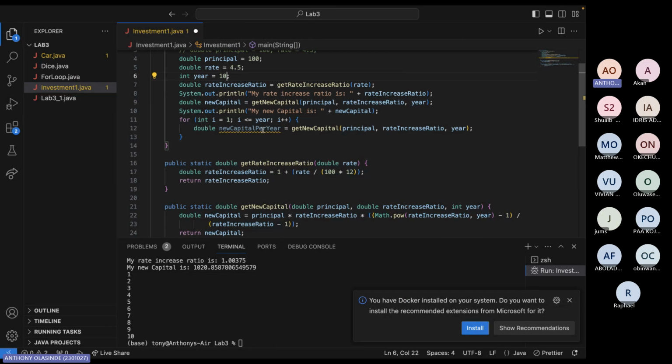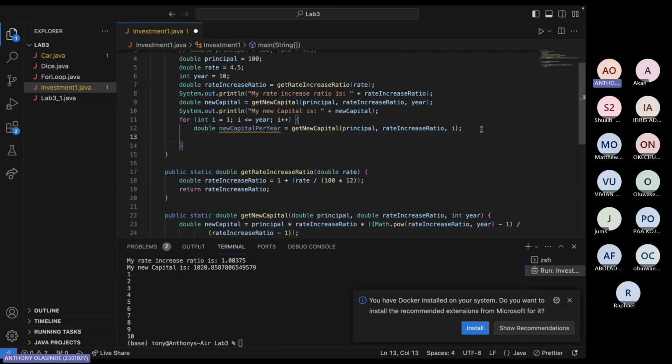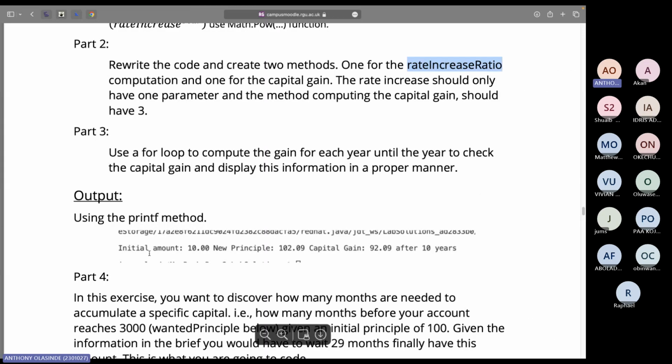New capital equals this. We don't want to calculate for the 10 years. We want to calculate for each of the years. So instead of using year, we use i, right? Then let's see what we get. S out. We can just say initial amount, new principal, capital gain.